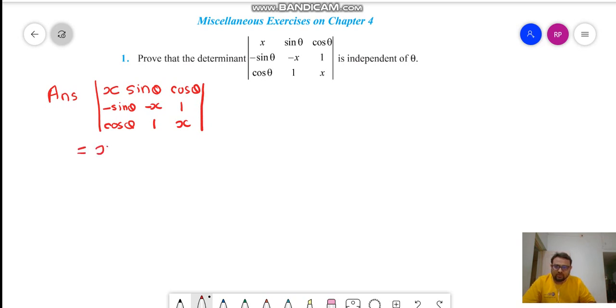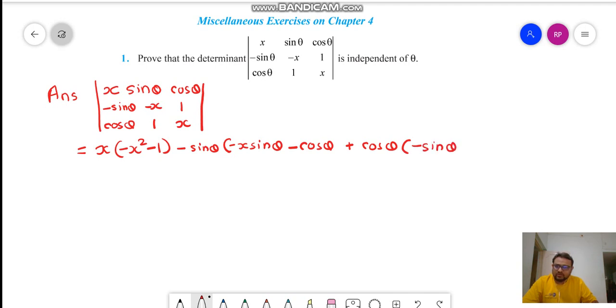This is equal to x into (minus x into x minus 1), minus sine theta into (minus sine theta into x minus x sine theta minus 1 into cos theta), plus cos theta into (minus sine theta into 1 minus minus x into cos theta), so minus minus plus x cos theta.